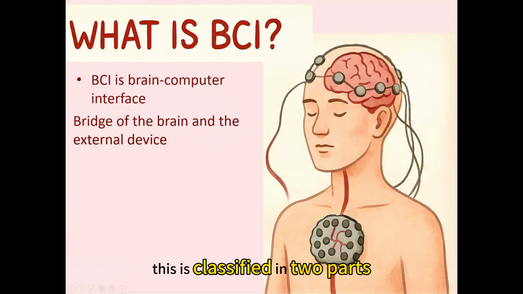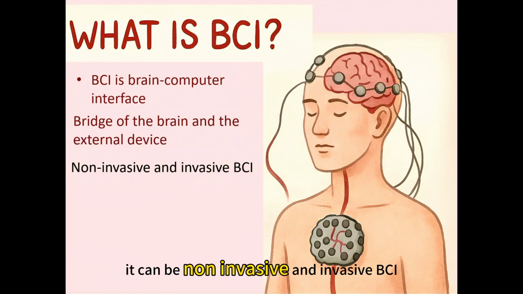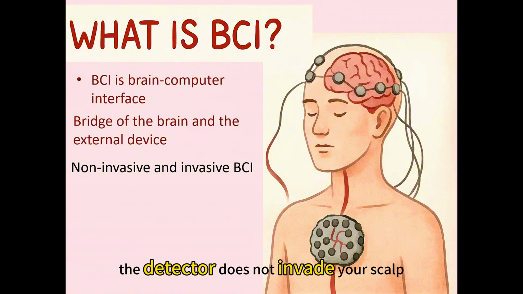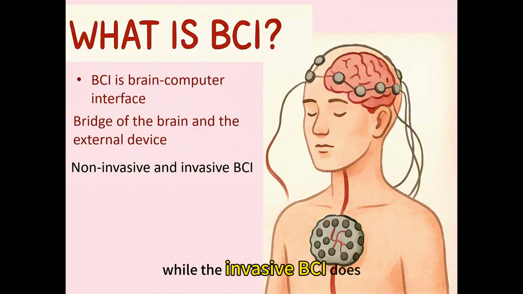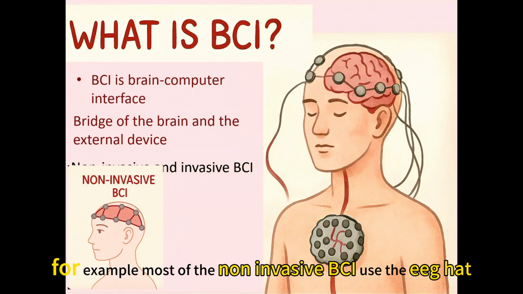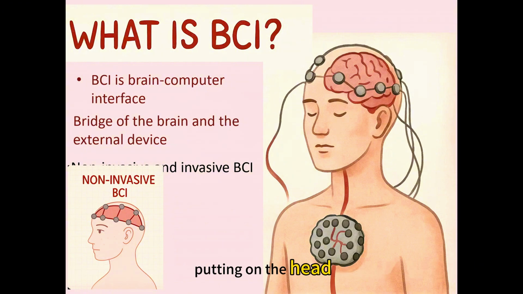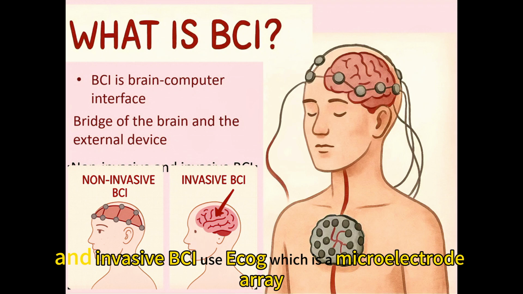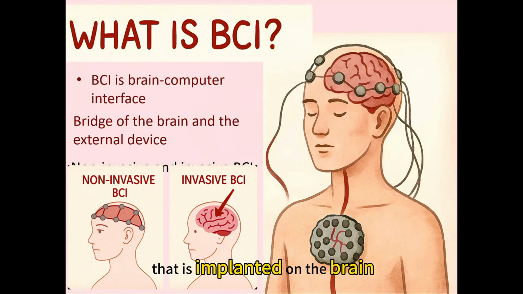It is classified into two parts. It can be non-invasive and invasive BCI. Non-invasive literally means the detector does not invade your scalp, while the invasive BCI does. For example, most of the non-invasive BCI use EEG hats put on the head, and invasive BCI use ECoG, which is microelectrode arrays that are implanted on the brain.